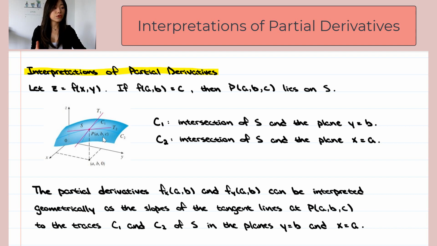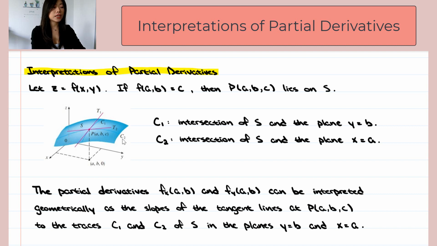And let's define two curves. C1 is the intersection curve of the surface and the plane y equals b. So that corresponds to this curve here, that is along the surface, and y is a constant, y equals b. And we'll define another curve, C2, as the intersection curve of the surface and the plane x equals a. So that is shown here.